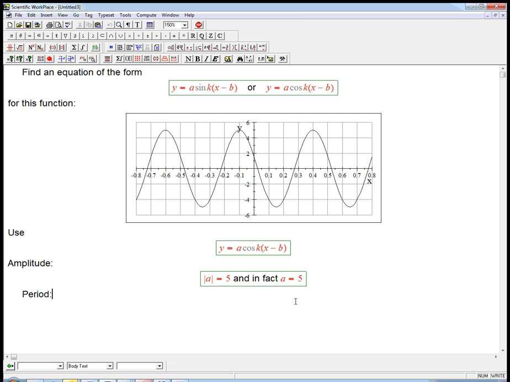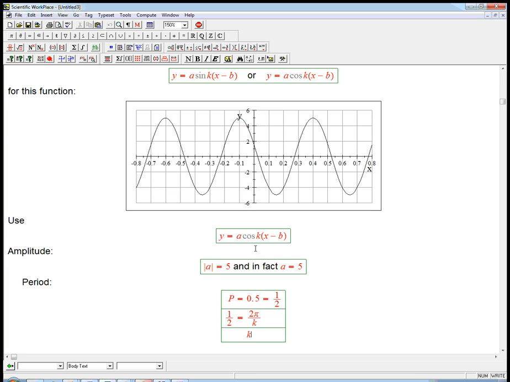The period, totally crucial. Let's see. The period is from minus 0.1 to 0.4, so that's 0.5, or 1/2, and then so we just put that into the period equation. 1/2 equals 2 pi over, and their version is k, of course. I know, it's annoying with the letter switches, but you guys should be able to deal with that. And so k, just cross multiply, k equals 4 pi. Okay, so we got our a, we got our k.